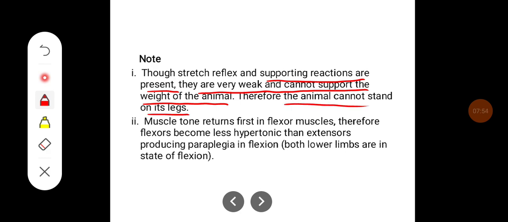The muscle tone returns first in flexor muscles, therefore flexors become less hypertonic than extensors, producing paraplegia in flexion. That is, both lower limbs are in a state of flexion.